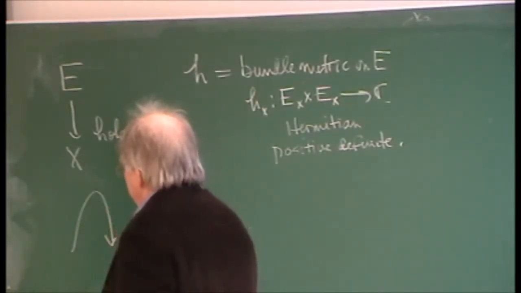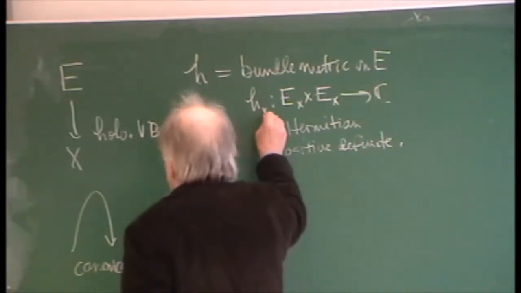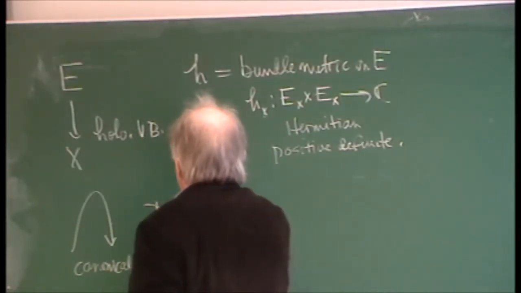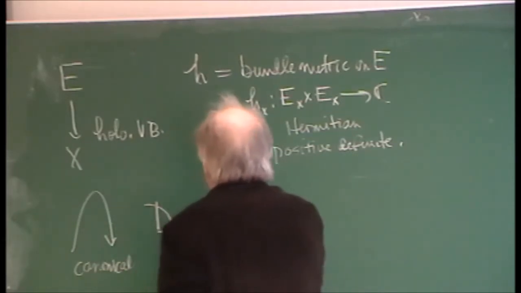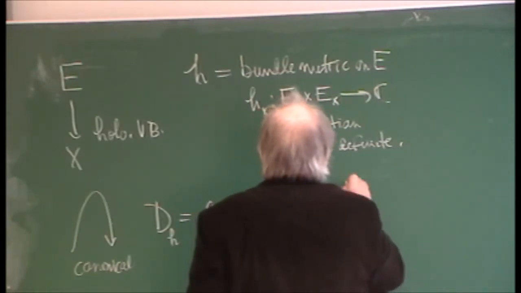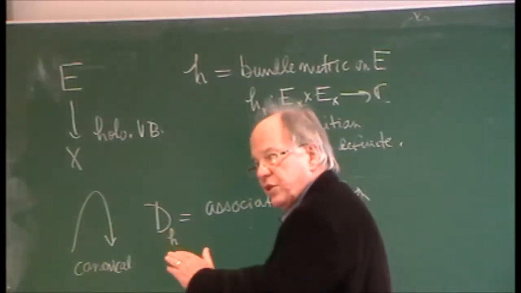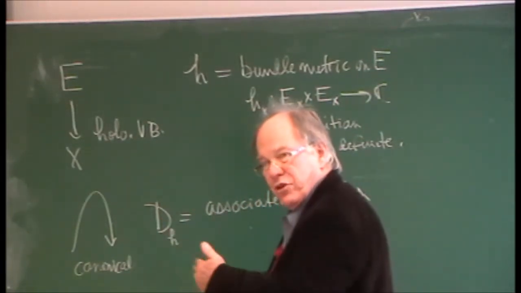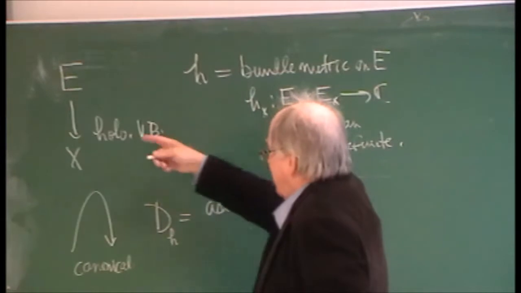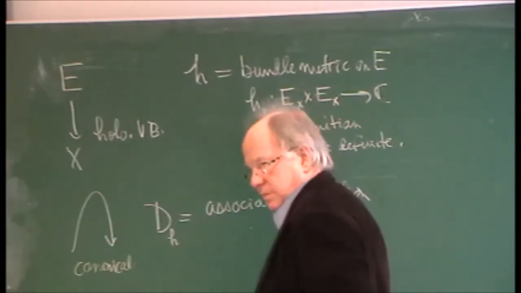And associated to this thing, in a canonical way, so associated to a Hermitian bundle metric is a connection of a certain type. In some sense, there's a very close connection, as you believe, somehow between distance and differentiation. And so there is a way to go back and forth, but for example, in Hermitian bundles, well, it doesn't have to be holomorphic, just Hermitian, to a connection.